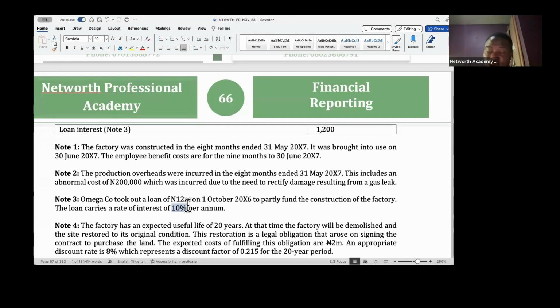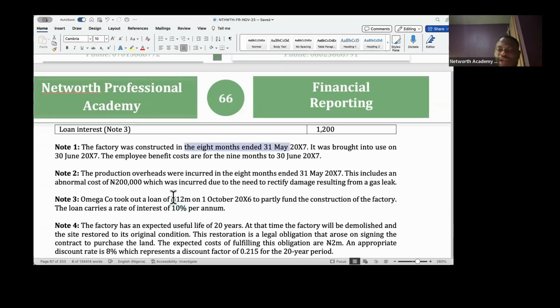I told you about borrowing costs, that when you borrow to construct an item of PPE, the interest you pay should be capitalized up to the date of completion. So that means this interest, now if you do 10% of 12 million, that gives me the interest per annum. However, this construction only took 8 months. You started in October and we finished in May 2007, 8 months.